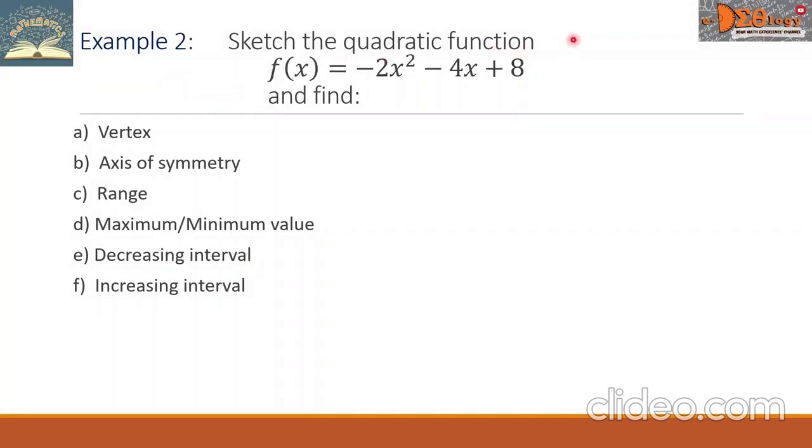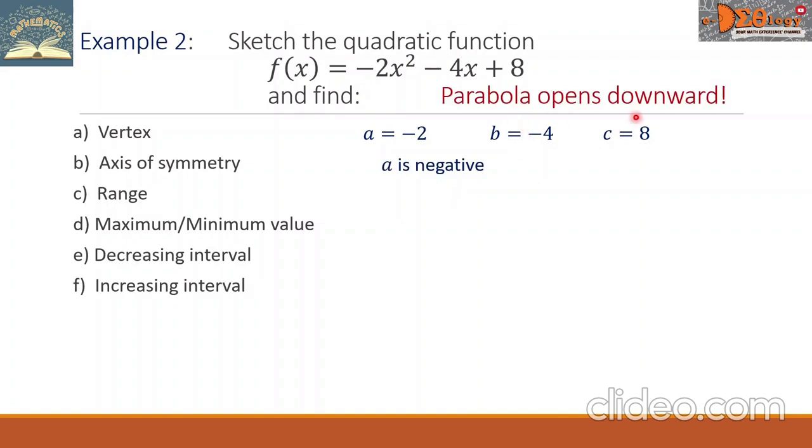Sketch the quadratic function f of x equals negative 2x squared minus 4x plus 8 and find these 6 details. First, let us collect the values a, b, and c. A is the coefficient of x squared. We have here negative 2. B is the coefficient of x, so the value is negative 4. C is the constant 8. Note that A here is negative, so our graph is a parabola that opens downward.